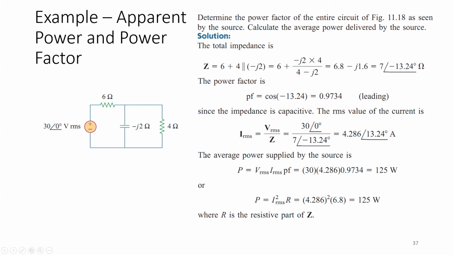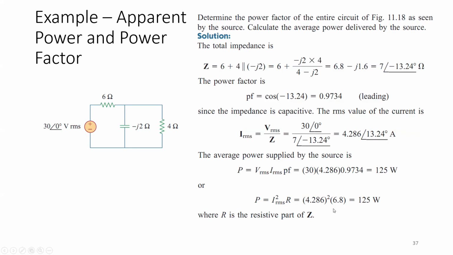Similarly, we can get the RMS value of the current using Ohm's law for AC circuits, and in this way we get the RMS value as 4.286 angle 13.24. After that we need to find the average power supplied by the source. So this is the relationship for the average power, which is nothing but the product of apparent power and power factor, and apparent power is Vrms times Irms. So with these simple calculations we reach the final answer.